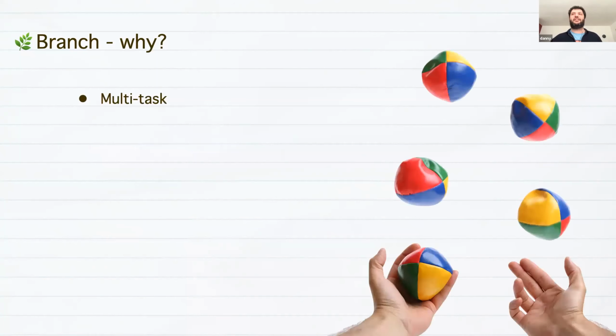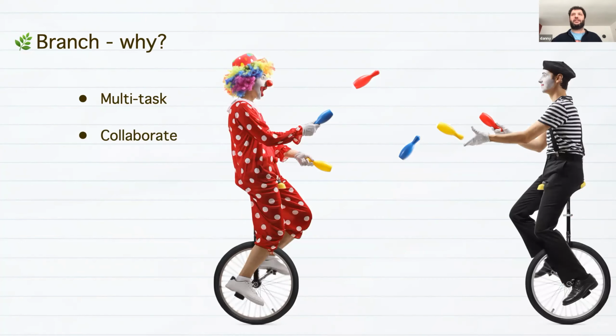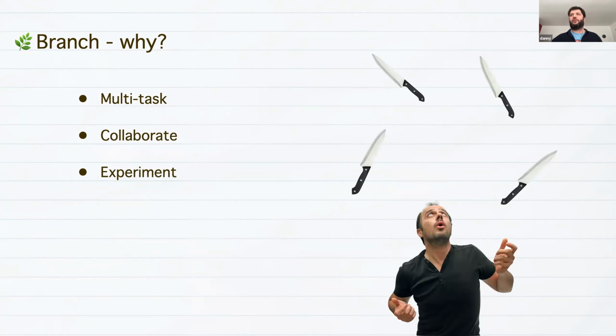So the first reason is it lets you multitask. It means that you can have two versions of your project at the same time, and you can work on them independently of each other. It also lets you collaborate. It's the only sensible way that people can collaborate on a project: they work on individual branches and they don't affect each other's work. And it means you can experiment. So if you want to try something dangerous, you can start a branch, try it out, and then if you're not happy with it, remove it.